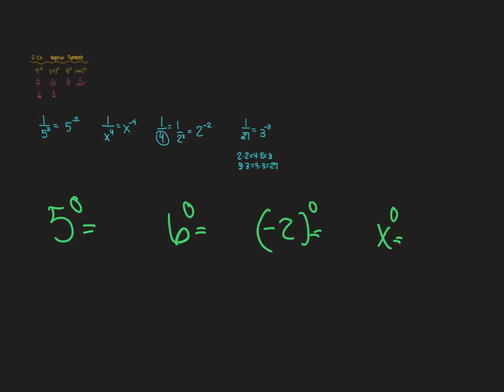All right, anything to the 0 power is a special answer. Try to say it in your head. What do you think anything to the 0 power is? Did you guess 1? Because that's the right answer. 6 to the 0 is 1. Negative 2 to the 0 is, guess what? It's 1. And x to the 0 is 1.